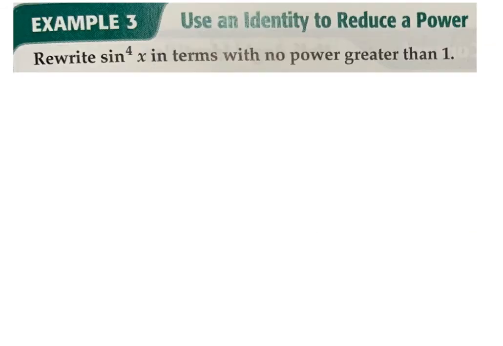Rewrite sine to the fourth in terms with no power greater than 1. You'll notice we don't have a sine to the fourth, but we do have a sine squared. So I can write this as sine squared squared. Does everybody agree that's sine to the fourth? And I'm going to replace the inside with what I now know sine squared can be replaced with.